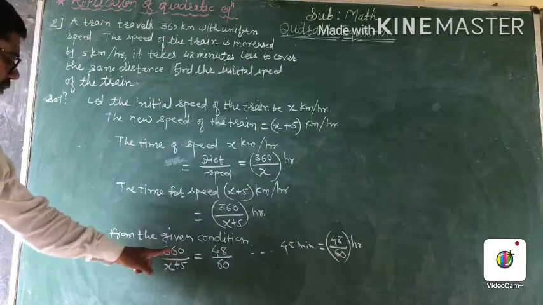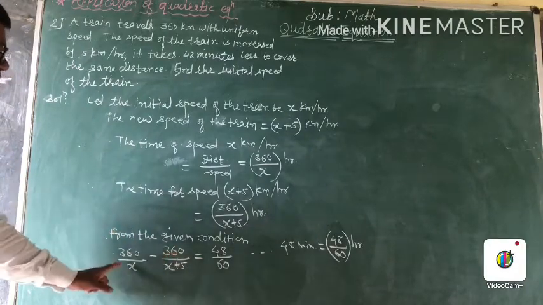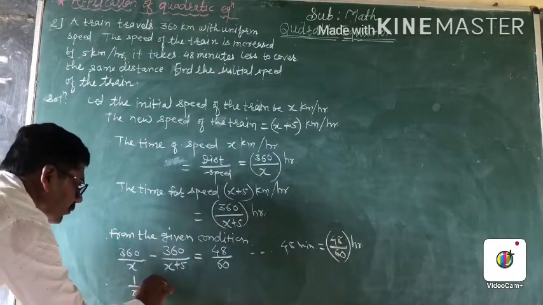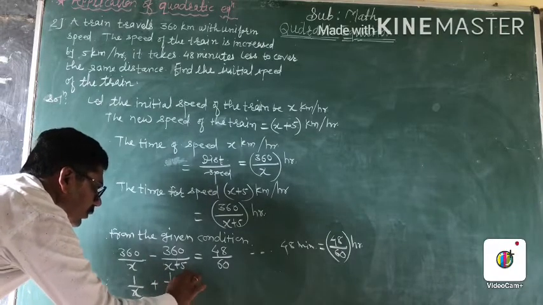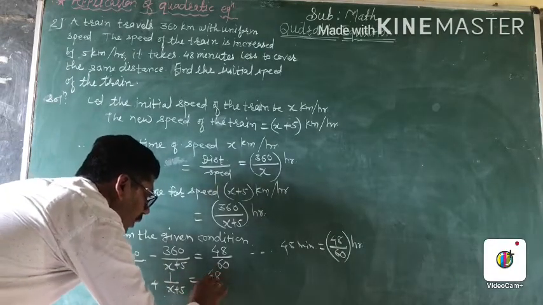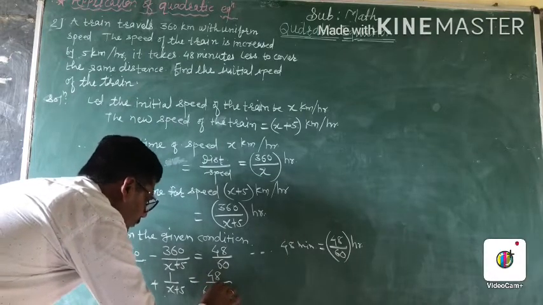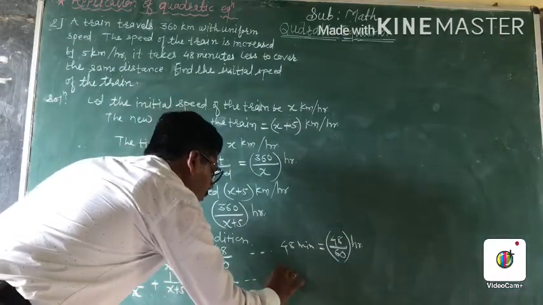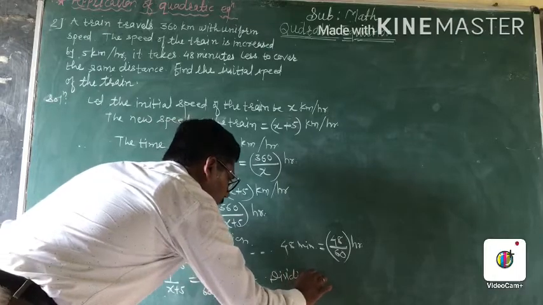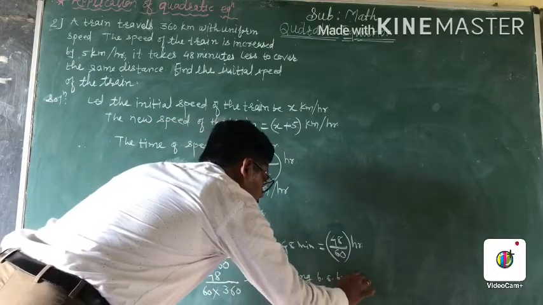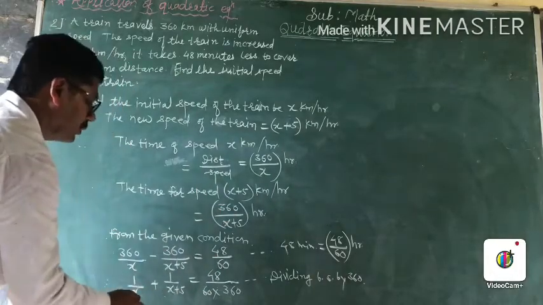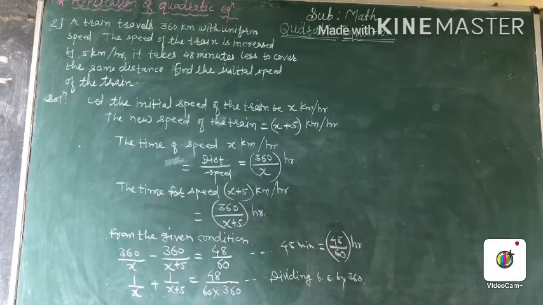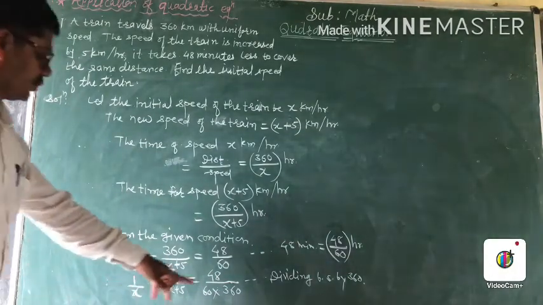Okay, this is the equation. Here is the 360 numerator. Here is also numerator 360. Dividing both sides by 360, we get 1 upon x minus 1 upon x plus 5 is equal to 48 divided by 60 into 360. Dividing both sides by 360.